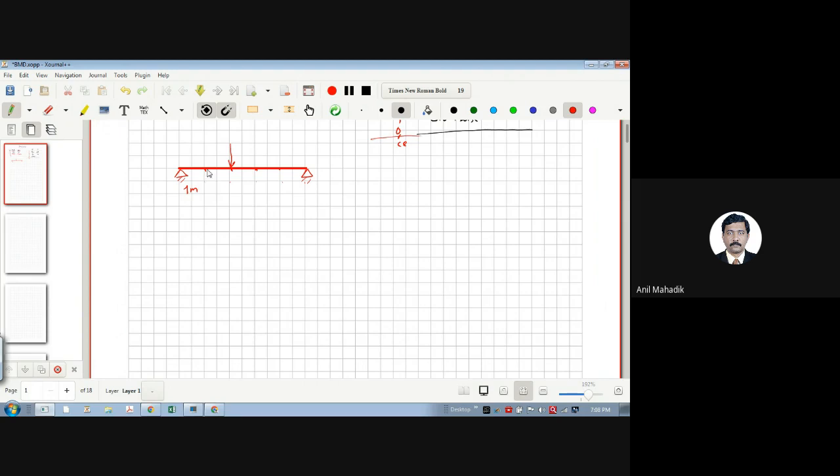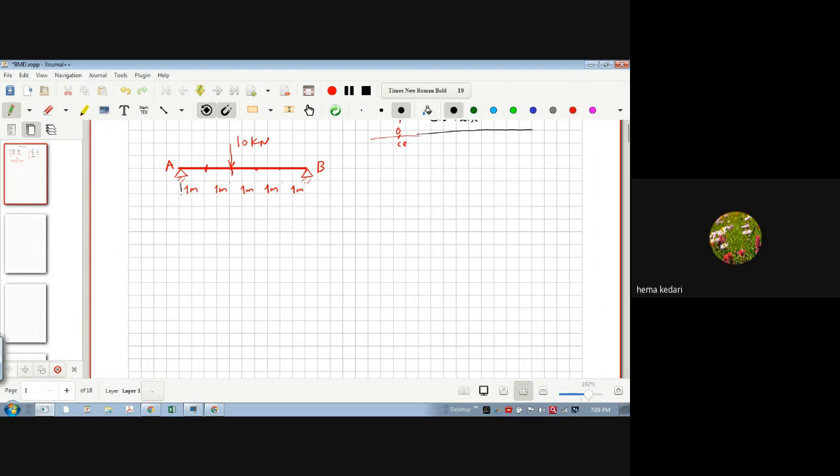So from here to here, this is 1 meter. Then from here to here, it is 1 meter, 1 meter and 1 meter. And the point load we can assume as, let's say, 10 kilonewton. Okay. So tell me what will be the reaction. Let's say this is A and this is B. So what will be the reaction at A and B?